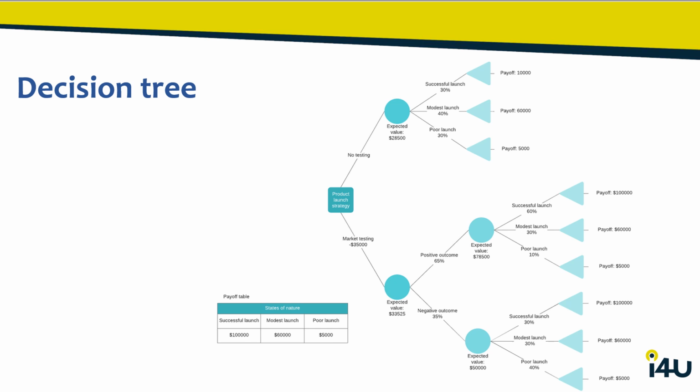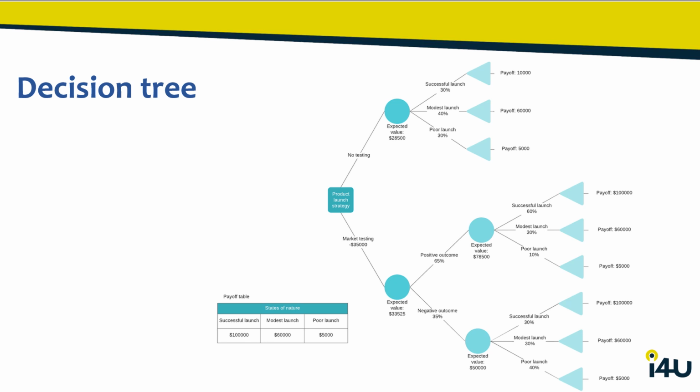Payoff table. In the bottom left, a table shows the payoffs for different states of nature: successful launch, modest launch, poor launch. The decision tree helps compare the potential financial outcomes of launching the product without testing versus the outcomes after conducting market testing. The goal is to determine the most profitable or least risky strategy based on these probabilities and payoffs.